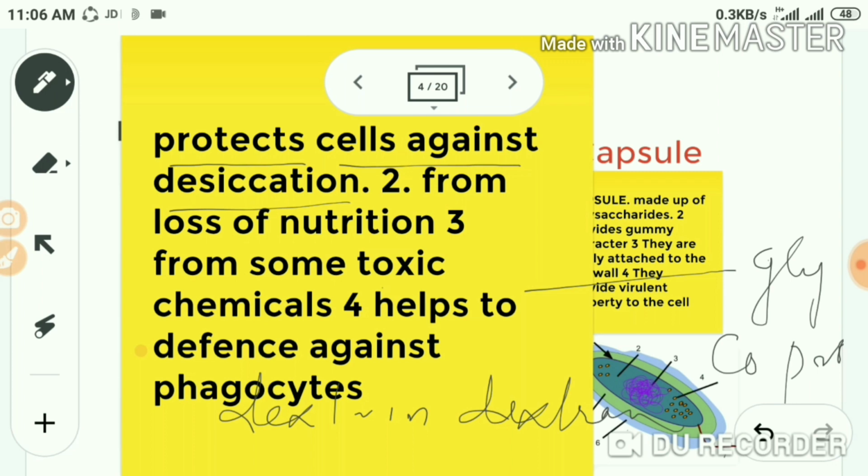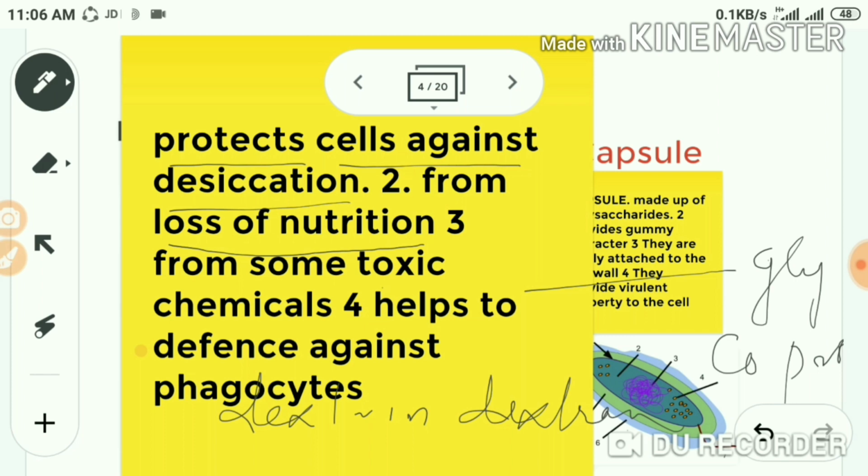Normally, they are found in aquatic medium. Sometimes, if such conditions come, what happens? It protects the cell against desiccation. The second important function is that it prevents the body from loss of nutrition. The same function, that is, the outer layer prevents the loss of nutrition.